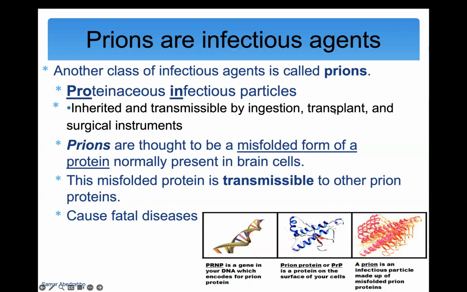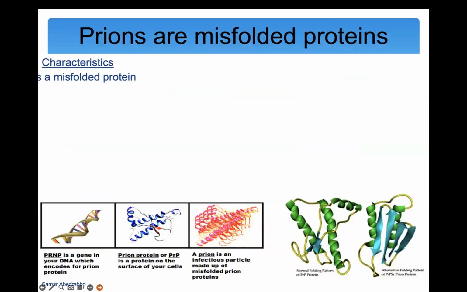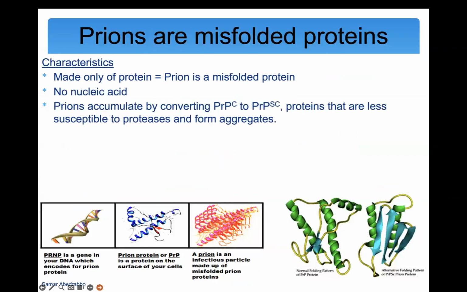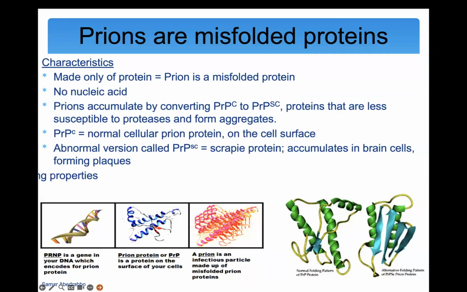They can be in transplants, organ transplants, surgical instruments. That's why you have to sterilize everything really well. And again, they're misfolded forms of a protein that's normally present in brain cells. So this misfolded protein is transmissible and it causes fatal, meaning deadly, diseases. So let's talk about what happens with this, and we'll go through it.